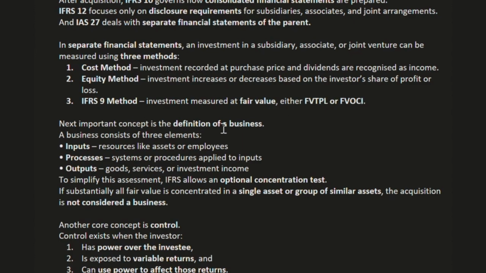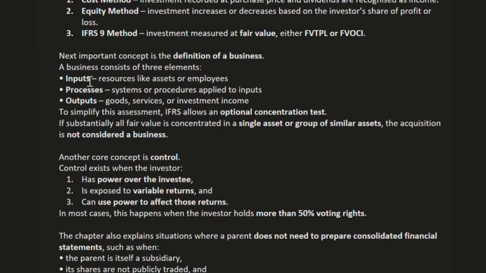The next important concept is the definition of a business. A business consists of three elements: input, process, and output. Input is a resource like an asset or employee; process is a system or procedure applied to the input; outputs are goods, services, finished goods, and final services or investment income. To simplify this assessment, IFRS allows an optional concentration test. If substantially all the fair value is concentrated in a single asset or group of similar assets, the acquisition is not considered a business.